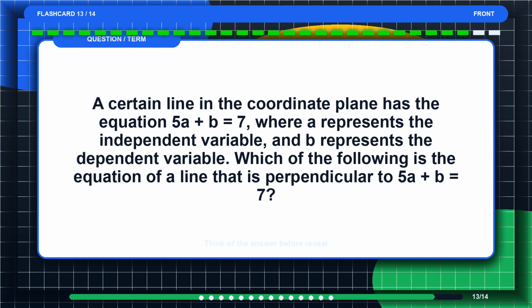Flashcard 13. A line in the coordinate plane has the equation 5a plus b equals 7, where a represents the independent variable and b represents the dependent variable. Which of the following is the equation of a line that is perpendicular to 5a plus b equals 7? Pause and think of the answer before the review.